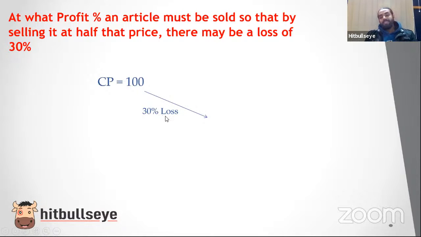So why CP is 100, I assumed. Anywhere where the data is not given, instead of assuming it as X, assume it as a number with zeros, like 100, 1000, 10. So a safe option is 100 always. A safer option is 100.